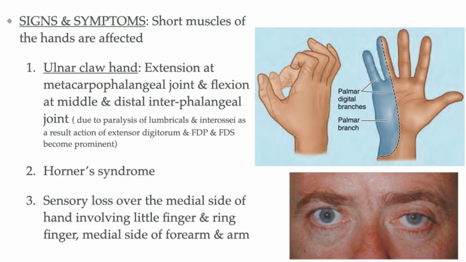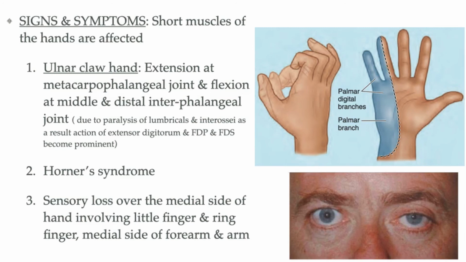Now let us try to understand what are the signs and the symptoms with which the patient will present to us. In this condition, because of the injury to C8 and T1 spinal nerve, the short muscles of the hand will get paralyzed. As a result, the patient will present with the clinical condition called ulnar claw hand. In this, the extension at metacarpophalangeal joint and flexion at middle and distal interphalangeal joint will occur in case of digits 4th and the 5th digit.